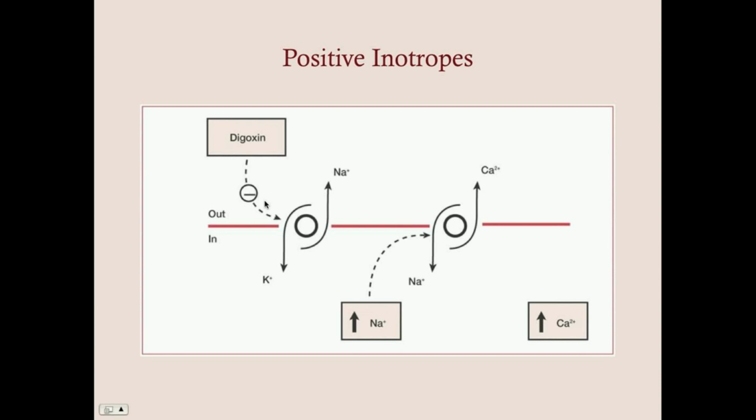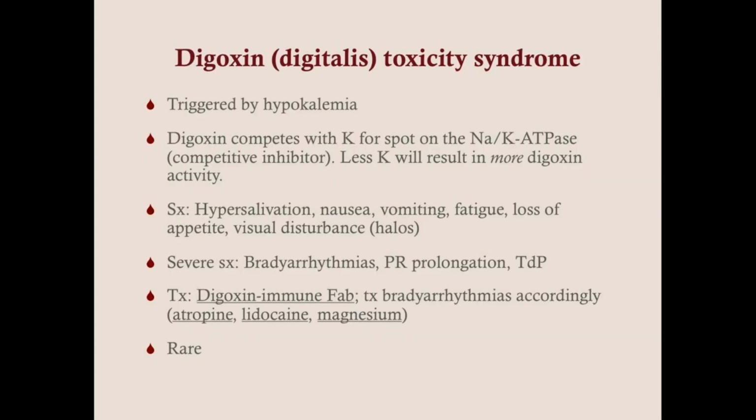So when digoxin comes along, it blocks the potassium binding sites. And because it blocks the potassium binding sites, it inhibits the sodium-potassium ATPase from working. So now think about it. If you have less potassium around, you're going to have more available binding spots for digoxin because digoxin and potassium are competing. So by having hypokalemia, you're going to increase the effects of digoxin.